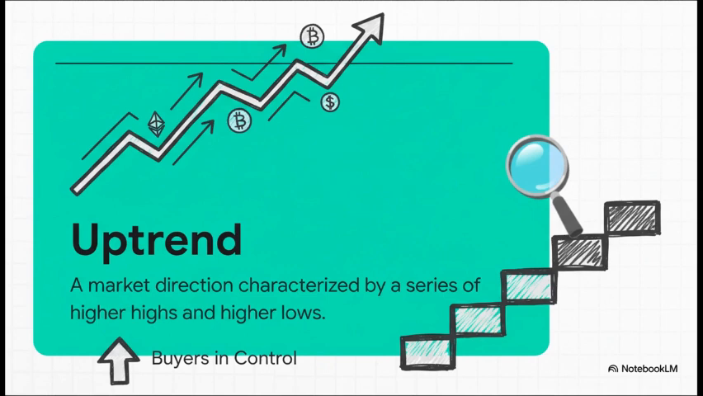It's pretty intuitive, right? The price goes up, makes a new high, then it pulls back a little bit, but not all the way down. Then it pushes up to an even higher high. It really is like climbing a set of stairs. Step up, little pause, another step up. When you see this pattern, it's a clear signal that the buyers are in charge.